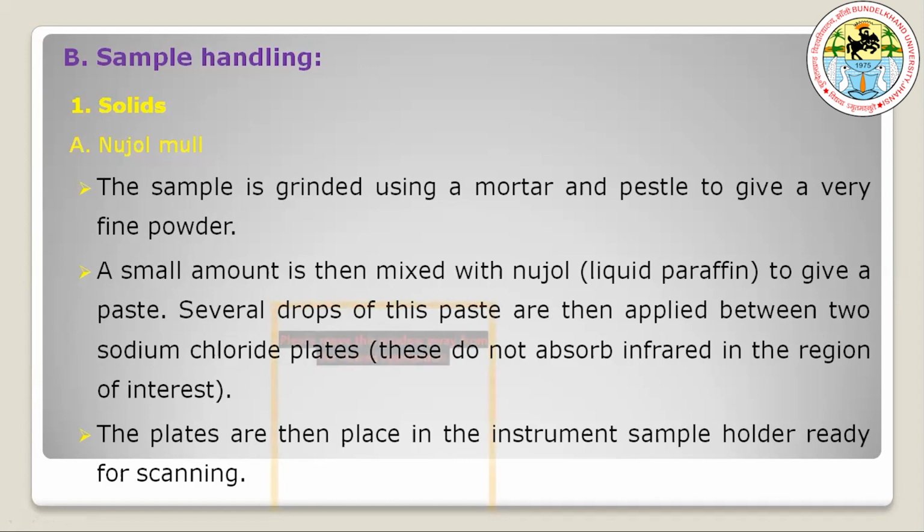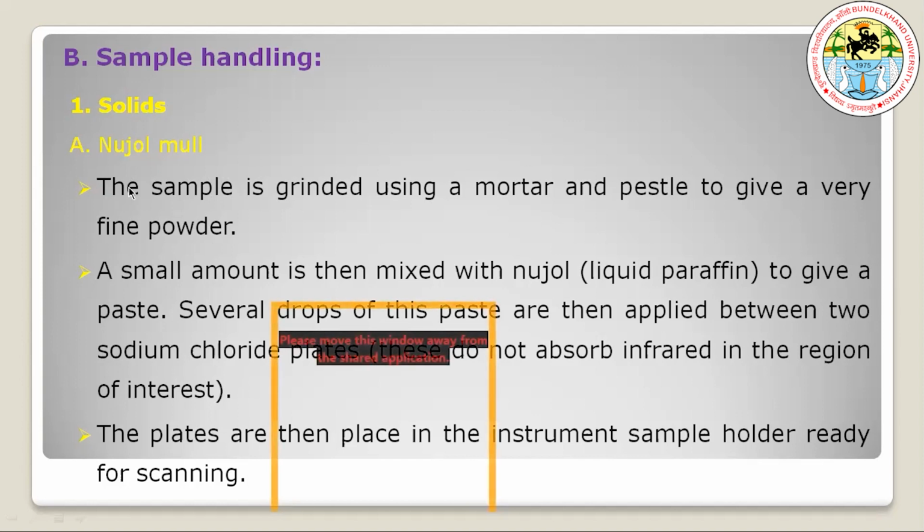Whenever you would like to observe your sample with the help of an IR spectroscopic tool, you can analyze your sample in any of its phases. Whether your sample is present in gaseous form, liquid form, or solid form, in all forms you can analyze your sample with the help of the IR spectroscopic tool. So, number one, when your sample is solid, directly prepare its Nujol mull.